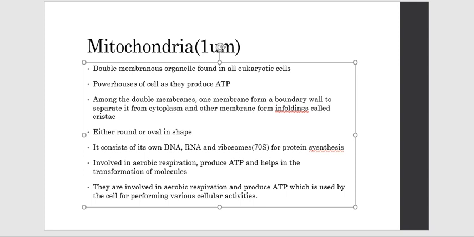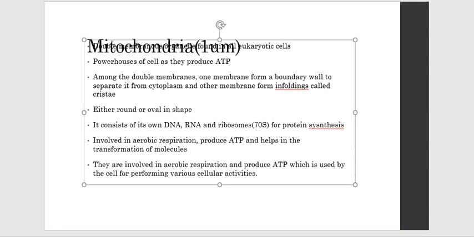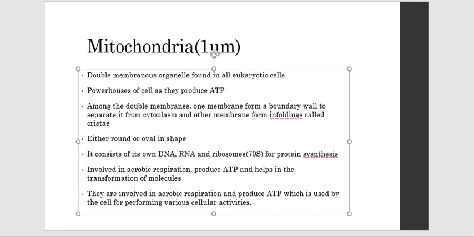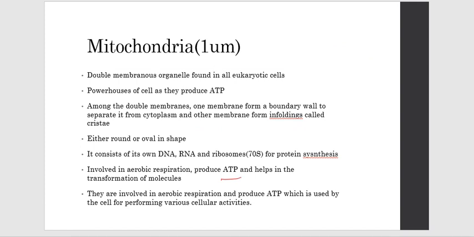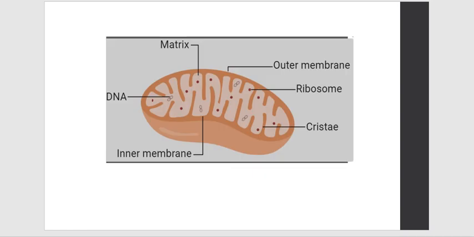So it is the powerhouse of the cell because it is involved in the production of ATP. They are involved in the aerobic respiration and produce ATP, which is used by the cells for performing various cellular activities. Obviously, when energy is produced in the cell, then the cell will use this particular energy to perform its different functions. This is the structure of a typical mitochondria.